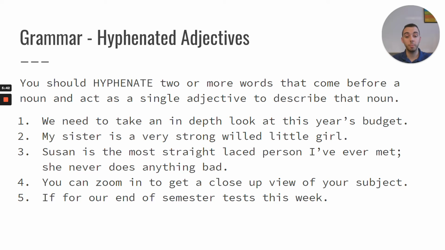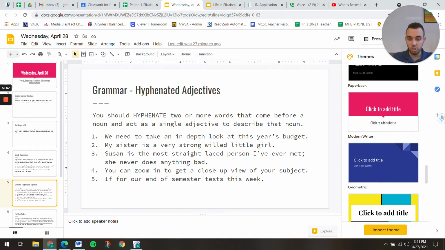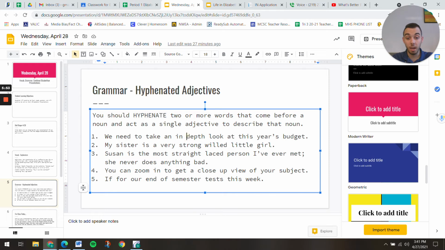So some common examples. In-depth. So we need to take an in-depth look at this year's budget. What kind of look do we need to take? An in-depth one. So because in-depth is the description for how we are going to look at this year's budget, but it's still two separate words, we need to join it with a hyphen.